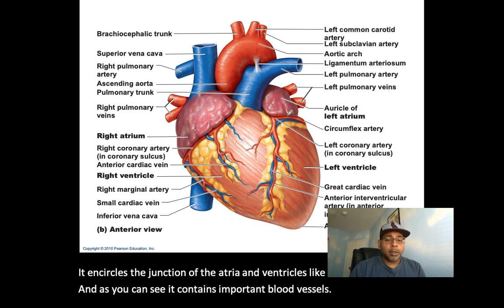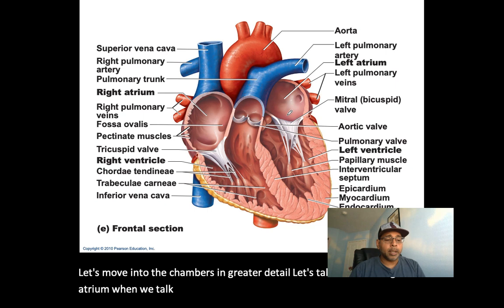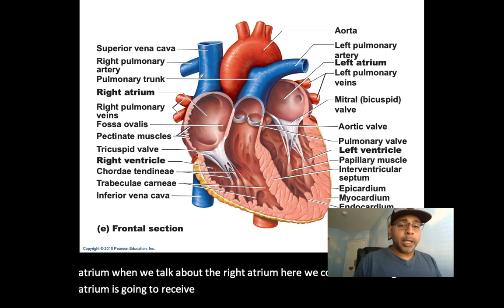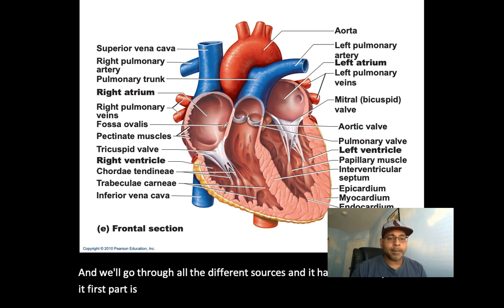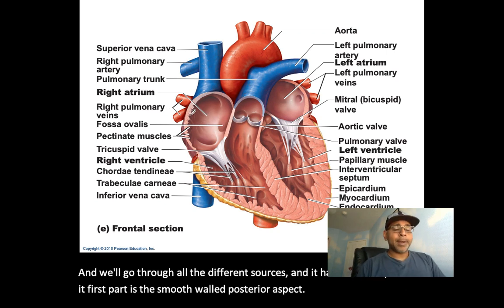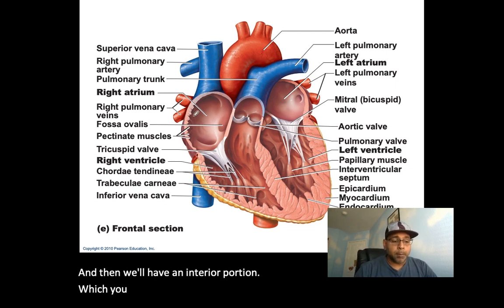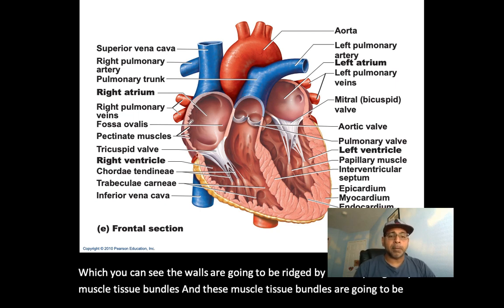Let's move into the chambers in greater detail. Let's talk about the right atrium. Now, when we talk about the right atrium here, we could see the right atrium is going to receive blood from 3 different sources. And we'll go through all the different sources. And it has 2 basic parts to it. First part is the smooth-walled posterior aspect. And then we'll have an anterior portion, which you can see the walls are going to be basically ridged by muscle tissue bundles. And these muscle tissue bundles are going to be called pectinate muscle.